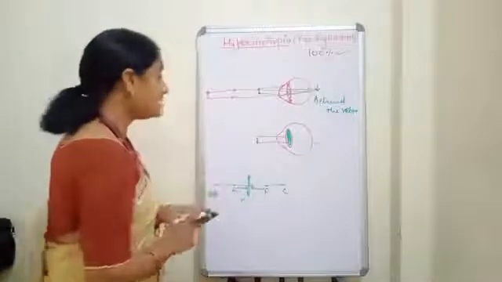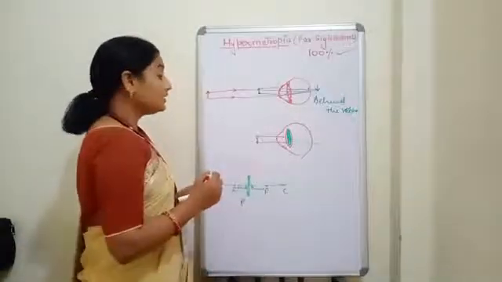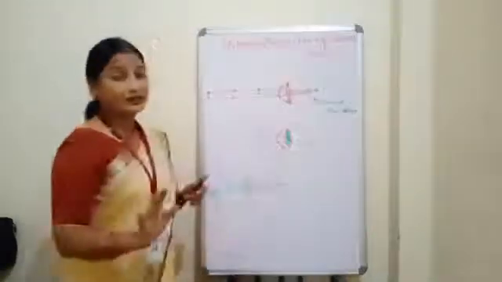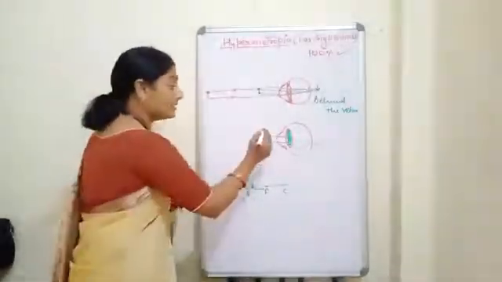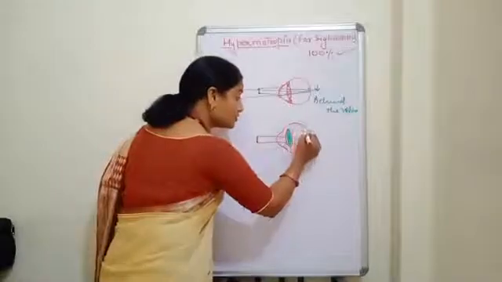First thing. And second thing, children: the lens remains normal, everything remains normal, and light also falls on the retina, but the retina is shifted from its original place.